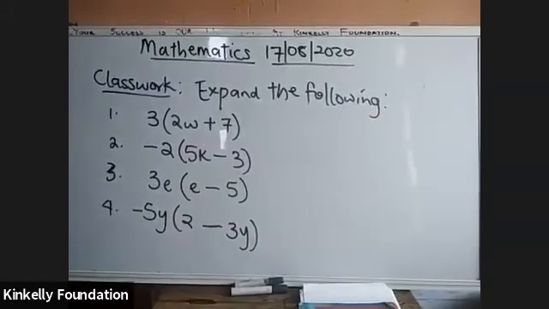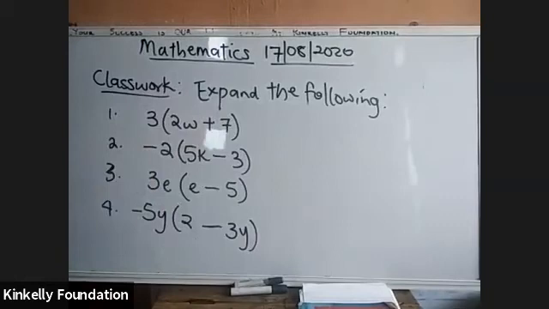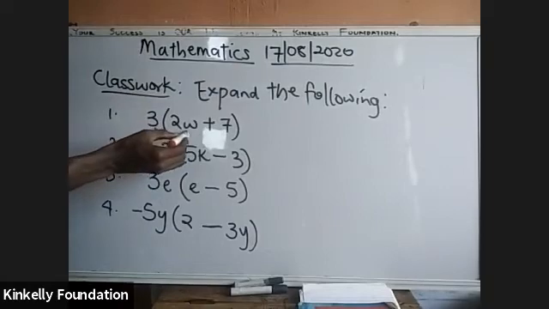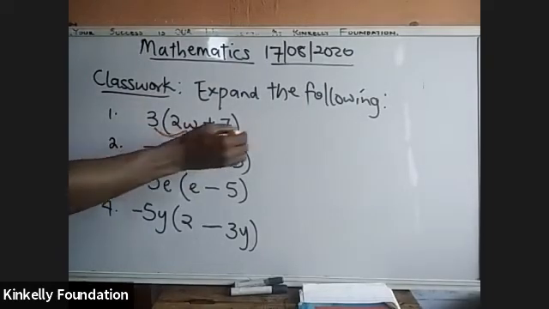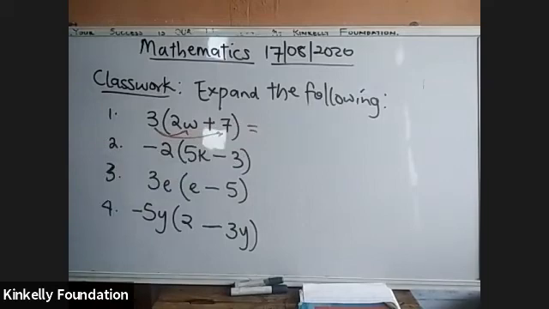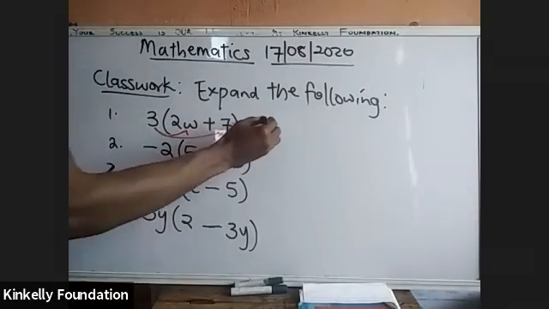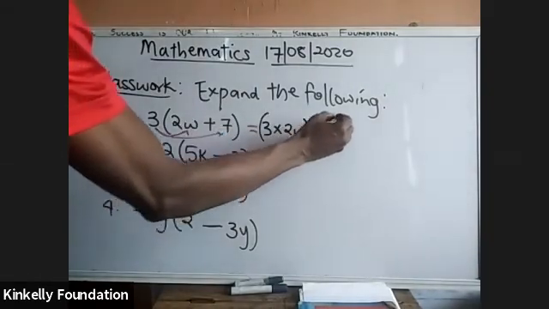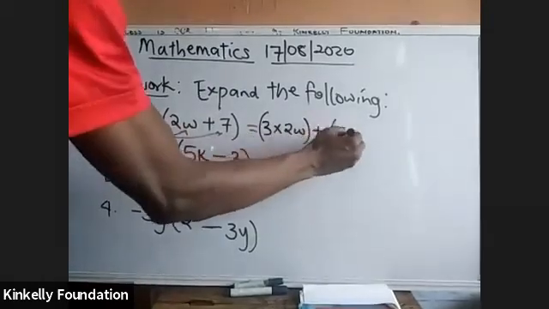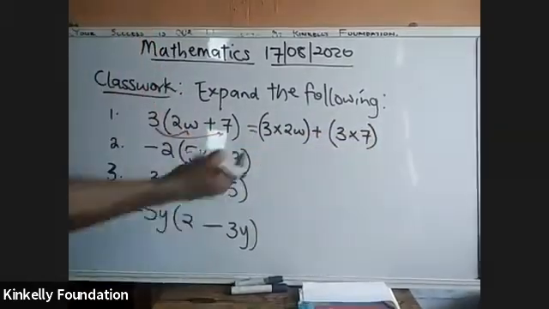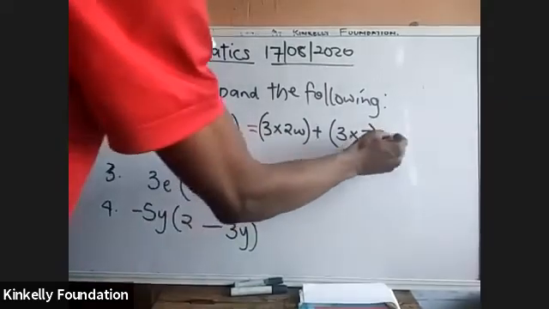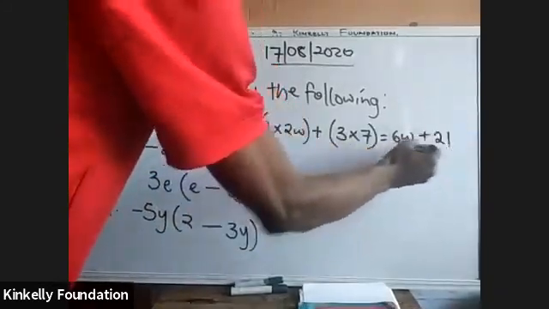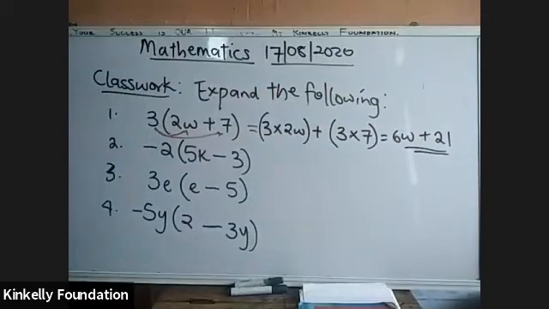Remember what we said? When you are given this type of problem in multiplying brackets, this one outside multiplies this one and also multiplies this one. What do we now have? We have something like 3 times 2w, we separate them, and 3 times 7. This 3 times 2w gives us 6w plus 21. Answer for the first one.